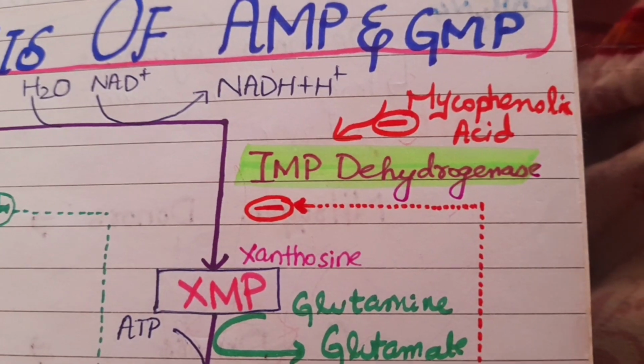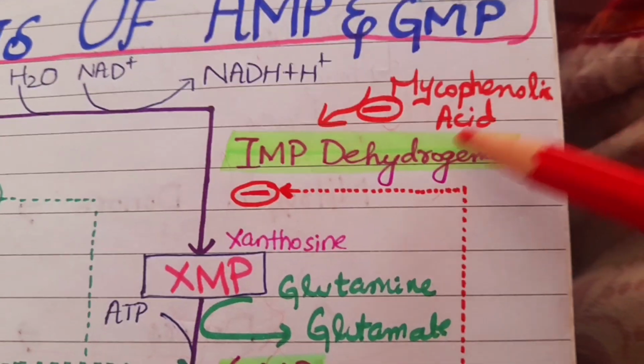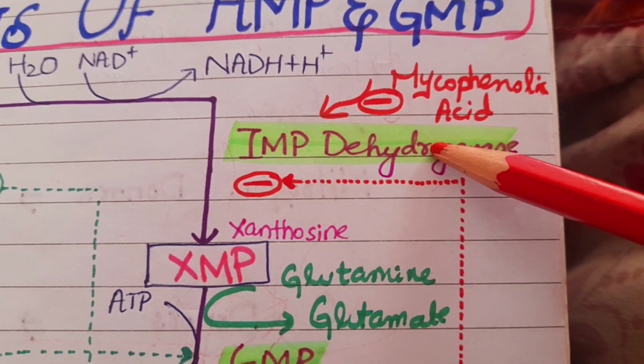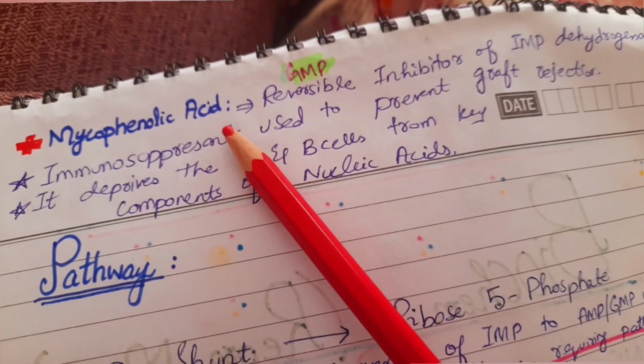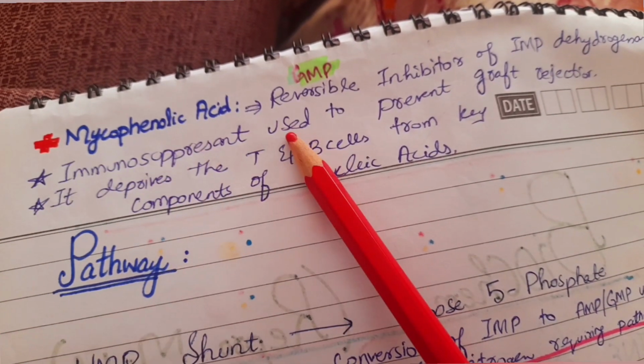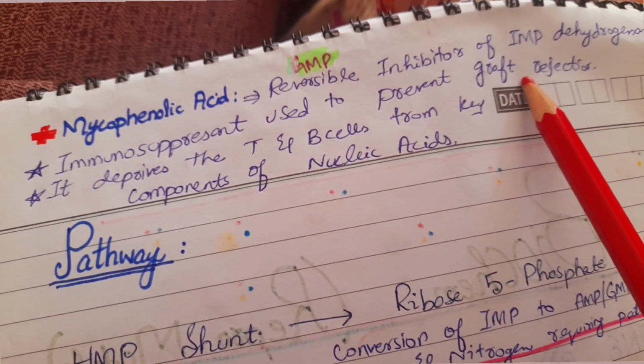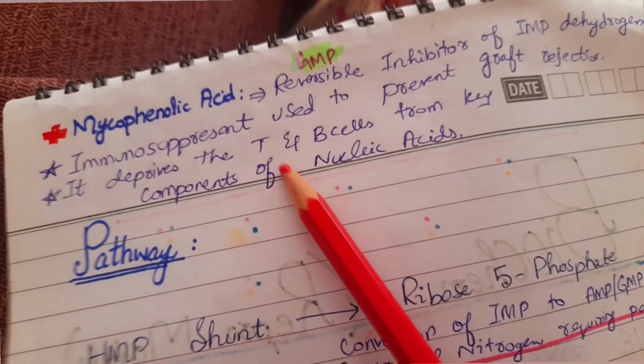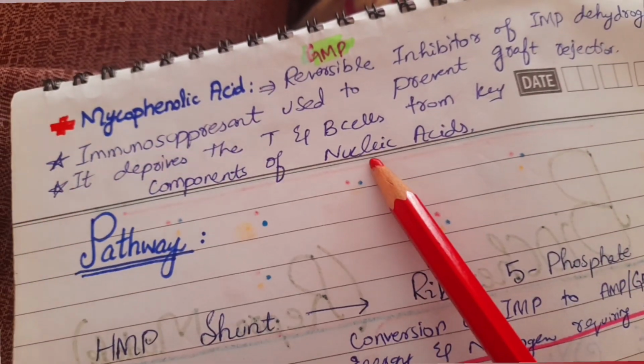One point to be noted here is mycophenolic acid, which is an inhibitor of IMP dehydrogenase, and thus it inhibits this pathway for the formation of GTP. Mycophenolic acid is a reversible inhibitor of IMP dehydrogenase. It is an immunosuppressant used to prevent graft rejection, and it deprives T and B cells of key components of nucleic acids.